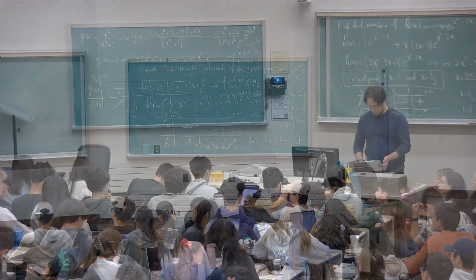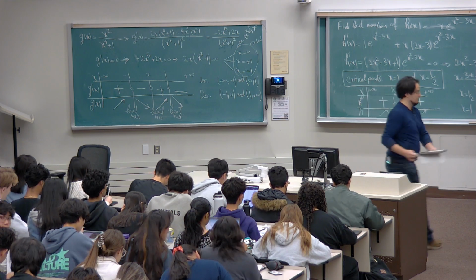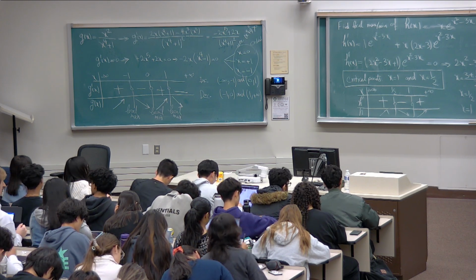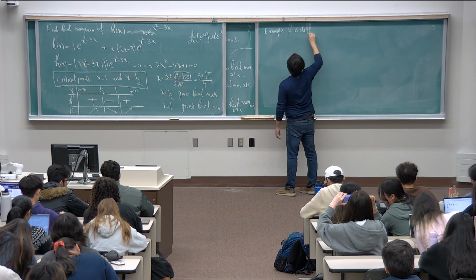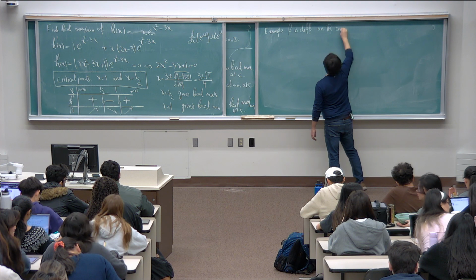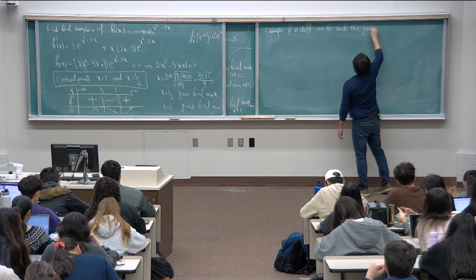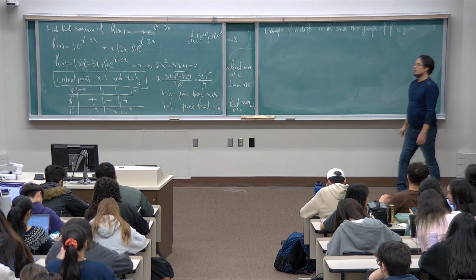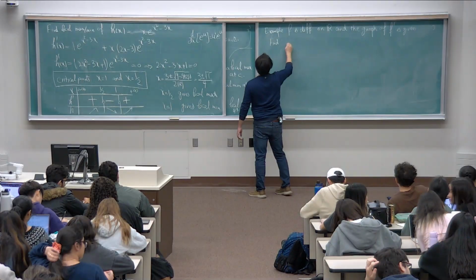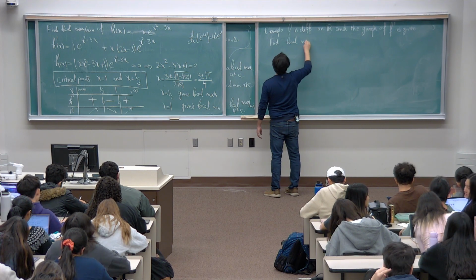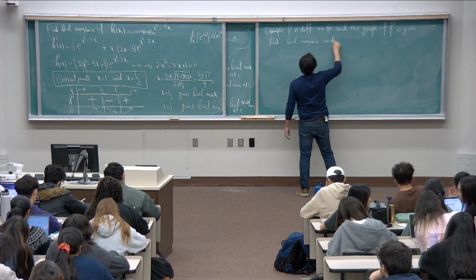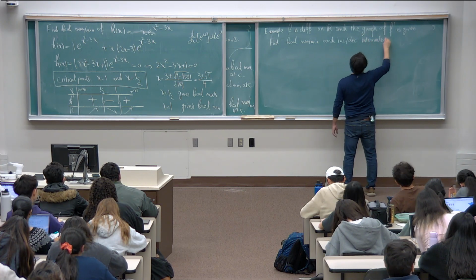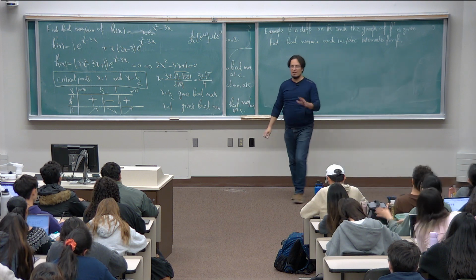I think we have enough time to do one more example. I love this example because, okay, I'll do this one. Example. f is differentiable on the whole real line, and the graph of f prime is given. Find local maximum and increasing, decreasing intervals for f itself, not f prime, f itself.